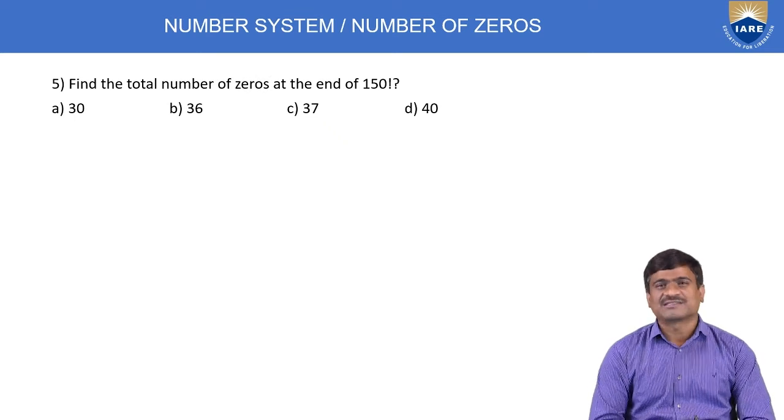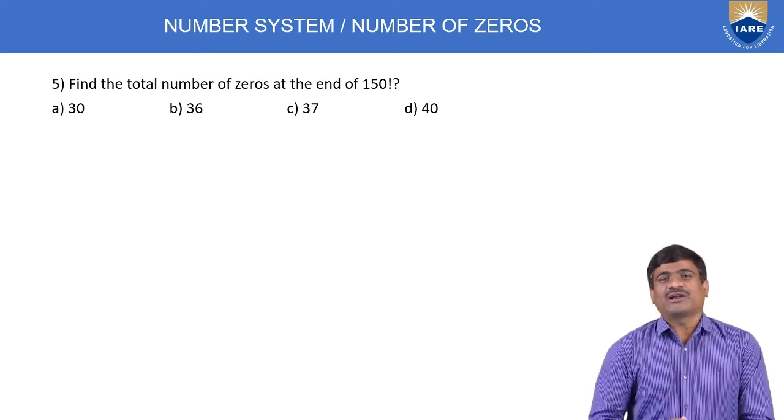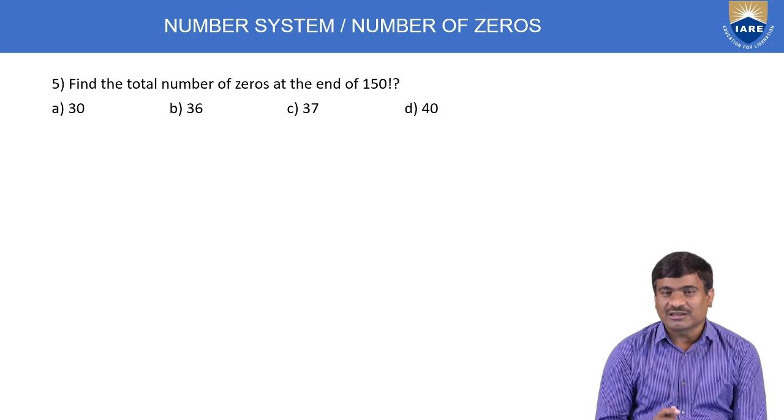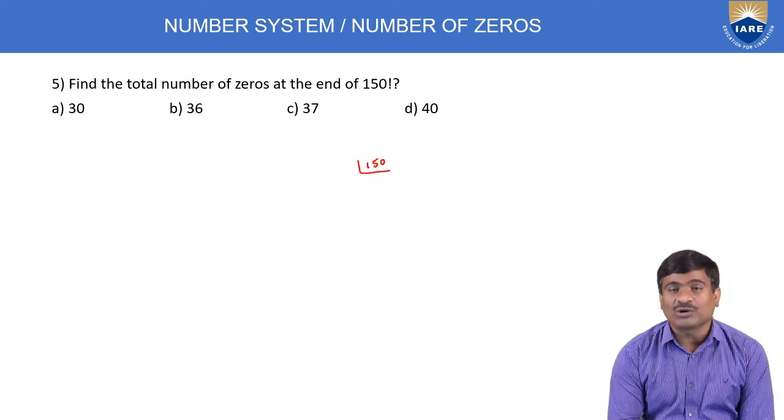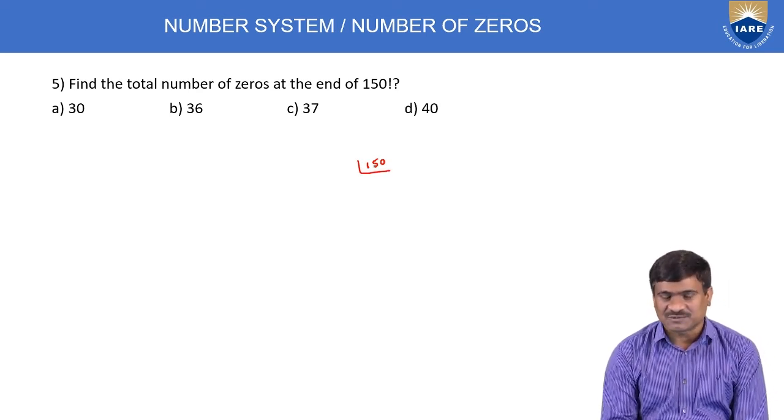Next, number 5, same method. Here, calculate the total number of zeros at the end of 150 factorial. If you want the number of zeros at the end, calculate only the number of 5s by using the series concept.